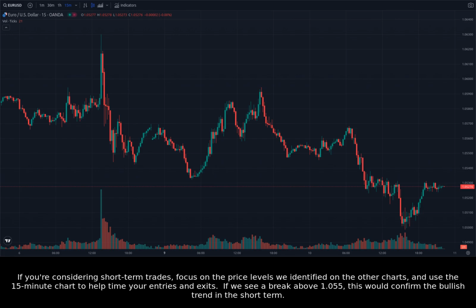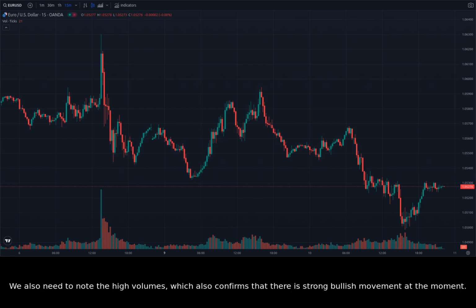If we see a break above 1.055, this would confirm the bullish trend in the short term. We also need to note the high volumes, which also confirms that there is strong bullish movement at the moment.